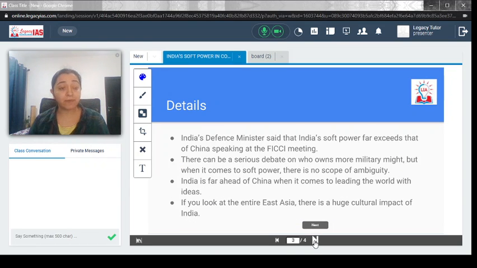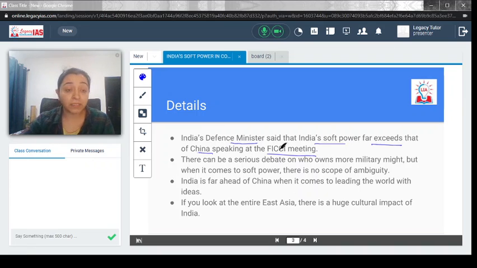Now let's quickly see why this China and India comparison of soft power came into the picture. It is because India's defense minister said that India's soft power far exceeds that of China, speaking at a FICCI meeting. He said there can be serious debate on who owns more military might, but when it comes to soft power, there is no scope for ambiguity. India is definitely far ahead.